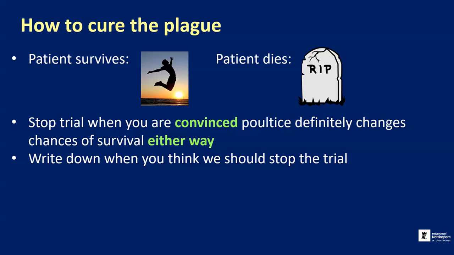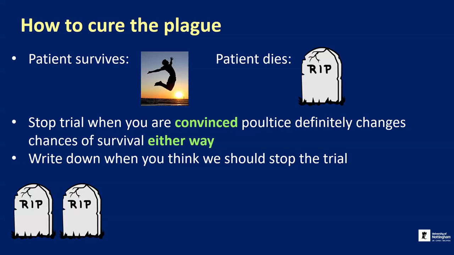Okay, so here we go. We apply the poultice to the first patient, and the answer is that patient died. At this point, just make a mental note if you think that's enough evidence to stop the trial. We've got a 50% chance of death normally. We've looked at one patient, that patient has died. Have we got enough evidence to show that the poultice either doesn't work or is maybe even causing patients to die? Well, let's carry on.